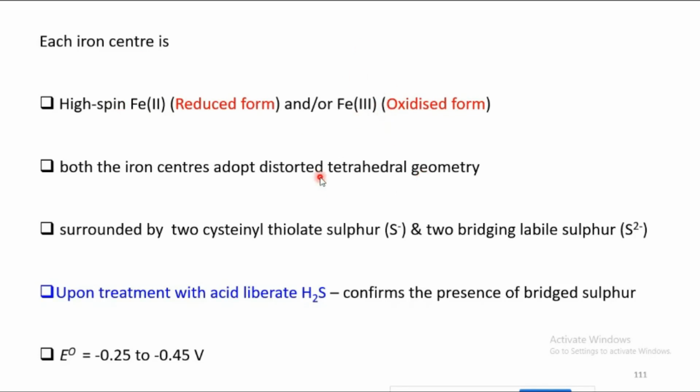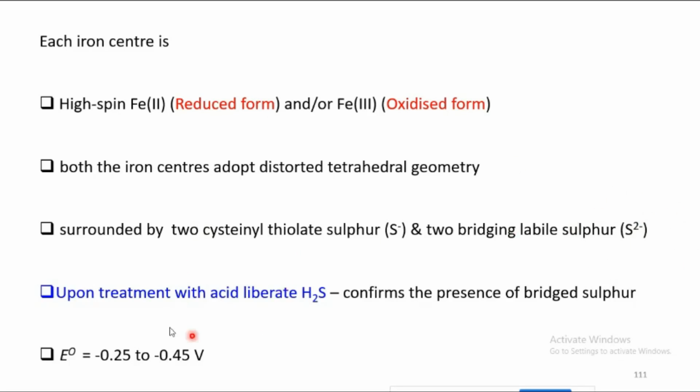If you are seeing the geometry, the geometry is also a distorted tetrahedron. In addition to the steric effect operated from the protein structure, due to the nature of the sulfur donor, there is a distortion present in the geometry. If you are focusing on each iron center, one iron center has two terminal cysteine sulfurs and two bridging labile inorganic sulfurs.